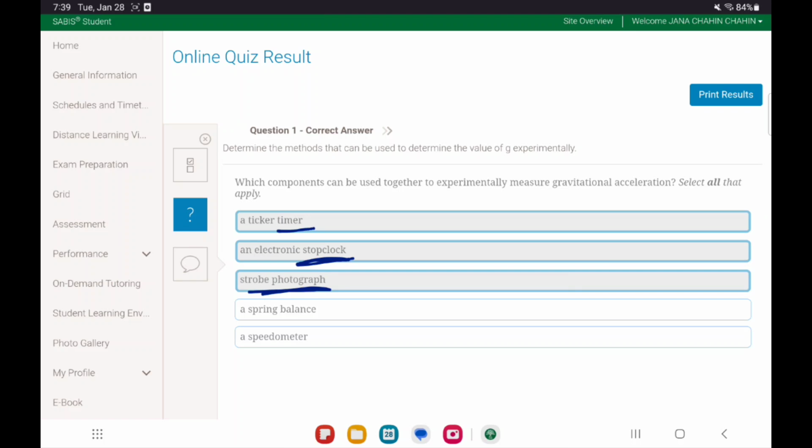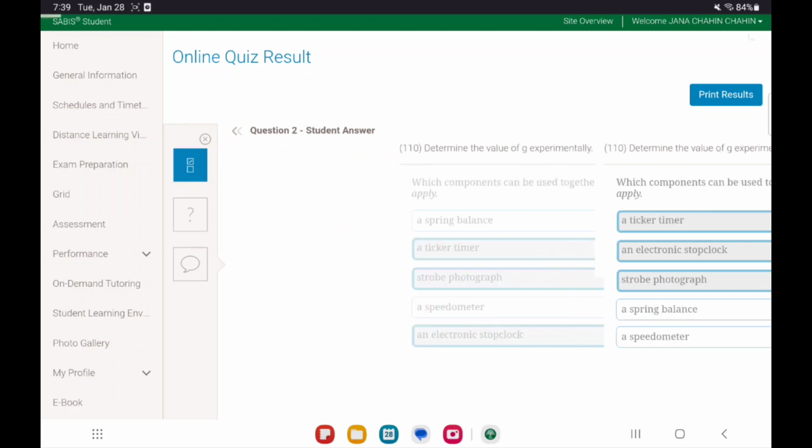Let me give you how I memorize this. For me, photos, I always like photos, so this is one. Stop clock, electronic, we love electronics, so that's one. Ticker timer, we always use timers whenever we need anything, so that's one. Spring balance, why would we need that? Speedometer, do we drive cars? No, so we don't need that too. And that's how I memorize it.